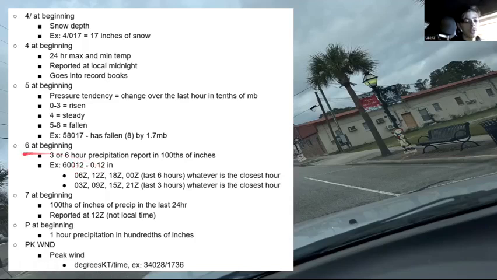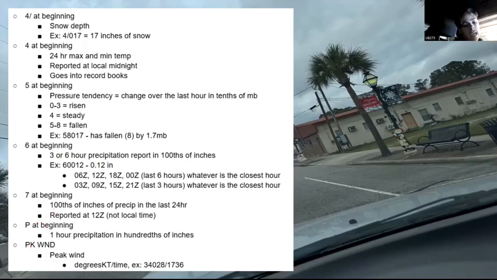0.12 inches of precipitation. 7 at the beginning is going to be hundredths of inches of precipitation in the last 24 hours. It's only reported at 12Z, and it's going to be in the same fashion as this, where it'd be 7 and then four numbers. If you see a P at the beginning, that's the 1 hour precipitation in hundredths of inches. Same way.